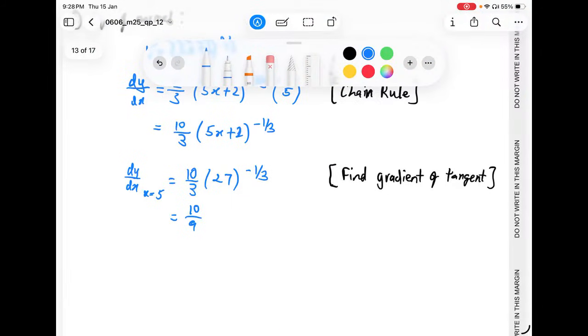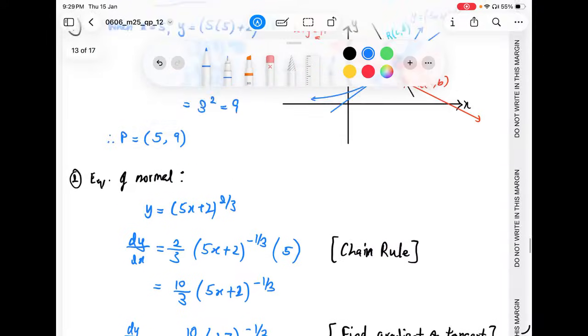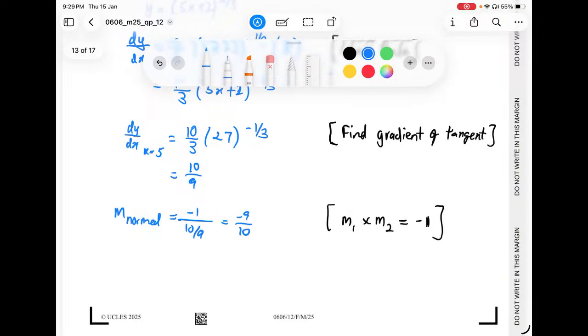Now to find the equation of the normal, which is also a straight line, you need to find the gradient of that normal. So m for gradient of normal: you need to know here that m1 times m2 is going to be negative 1. So this is your equation for perpendicular lines. As we know that the tangent is always perpendicular to the normal, we use this formula to find the gradient of the normal. That should be negative 1 divided by 10 by 9. It's going to be negative 9 by 10.